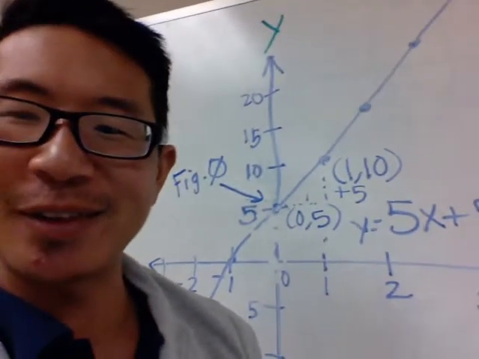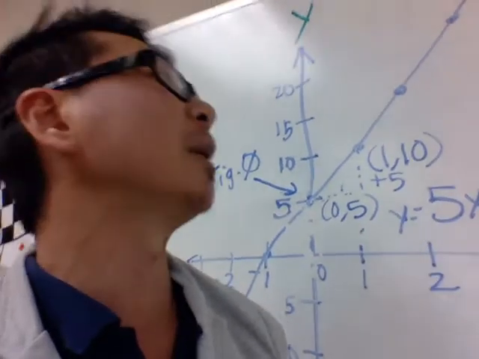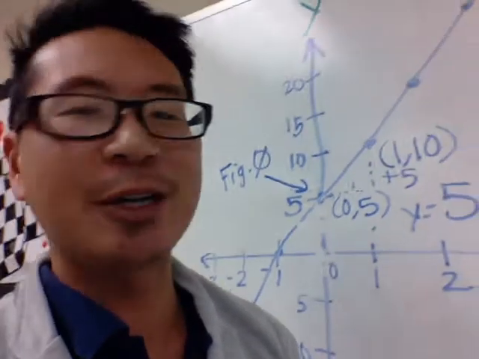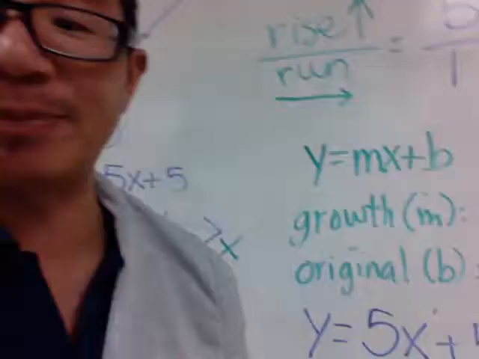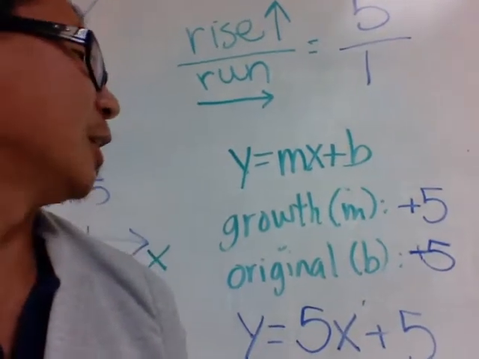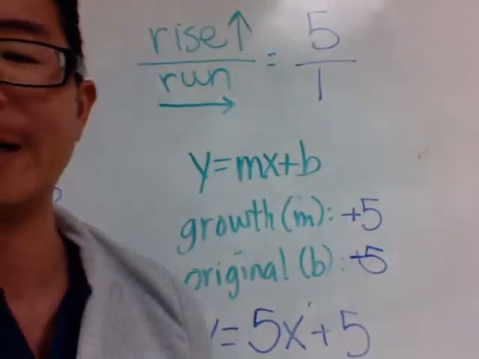So that wraps up how you determine the linear equation when you're given a graph. You've got to figure out where the y-intercept is, which is the original, and you have to figure out the growth, which is how much the y is changing in the slope.